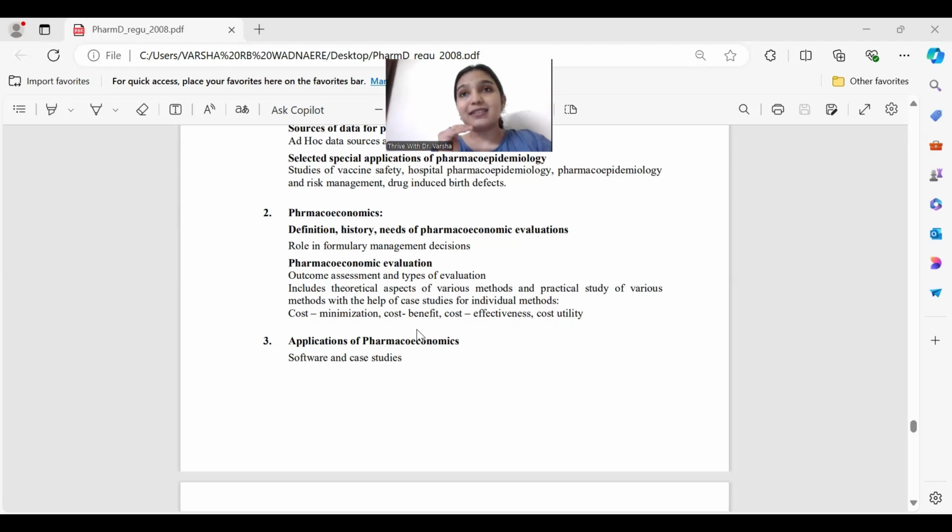If you want to make a decision regarding a particular drug or particular patient, then cost benefit: whatever the cost is, the benefit should be equal or higher. Then cost effectiveness: how the cost relates to the effectiveness for the patient, how that is benefiting. In this we will study how the effect will be shown regarding the cost.